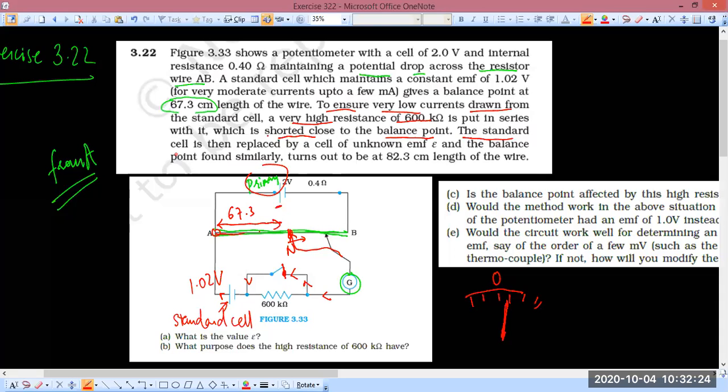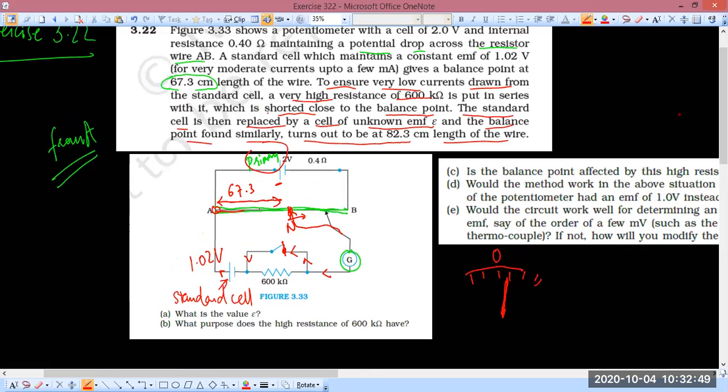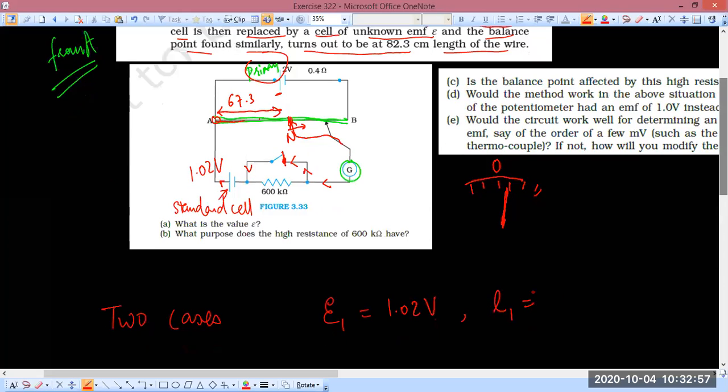The standard cell is then replaced by a cell of unknown EMF epsilon, and the balance point found similarly turns out to be 82.3 centimeter length of wire. So I hope you realize that this question mentions two cases, right? Case 1, epsilon 1 is equal to 1.02 volt, and null point length L1 is equal to 67.3 centimeter. Is this clear everyone? Yes or no?